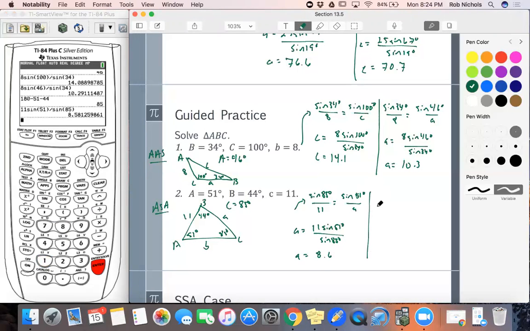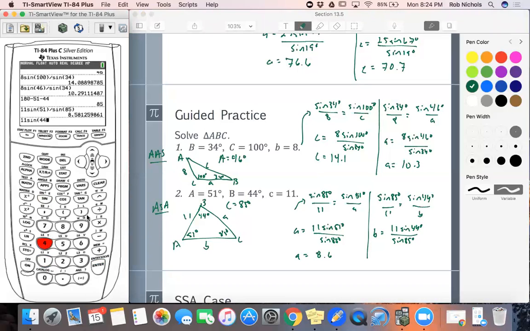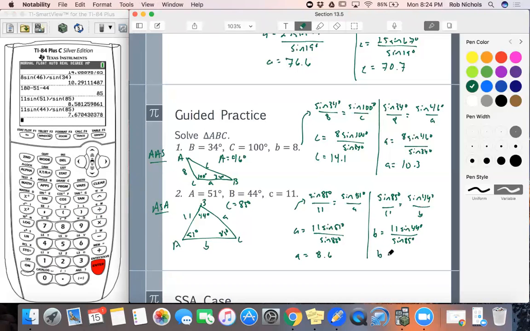All right, now for our other case, so we have sine of 85 degrees over 11 equals the sine of 44 degrees over side B. Skipping a step, so B equals 11 times the sine of 44 degrees over the sine of 85 degrees. So typing that in, we have 11 times the sine of 44 divided by the sine of 85. And I get 7.7 for B. All right, so those work perfectly well. Those two cases, AAS, ASA, beautiful, we have one solution.